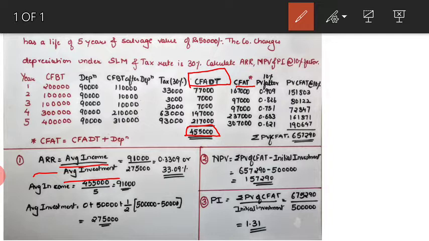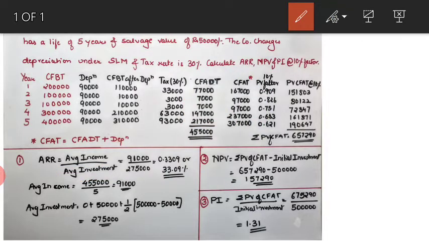I am repeating the condition. For all the methods of investment decision, we have to consider CFAT, that is after adding back depreciation. Whatever cash flows are there, that has to be considered for all the methods except ARR, that is accounting rate of return or average rate of return, where we consider cash flows after depreciation and tax, that is before adding back depreciation.